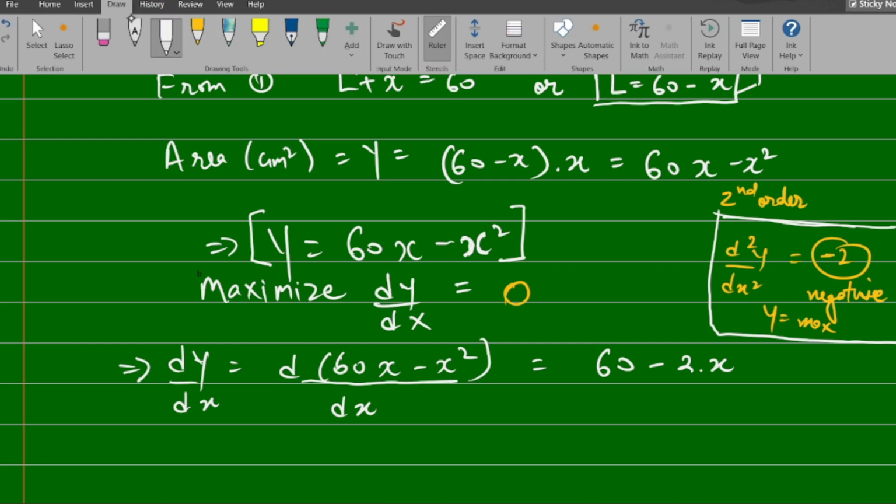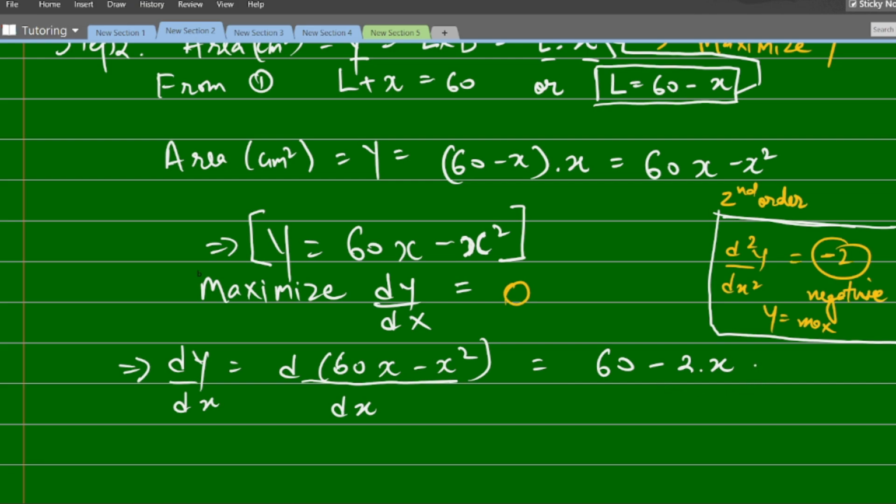So let's equate this thing to 0. So 60 is equal to 2x, or 2x is equal to 60, which finally gives us x is equal to 30.